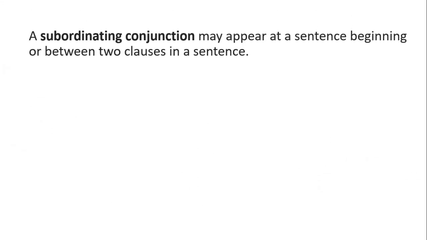A subordinating conjunction may appear at a sentence beginning or between two clauses in the sentence. We can use the subordinating conjunction at the start of the sentence or in the middle of the sentence, as you have seen in the previous example.